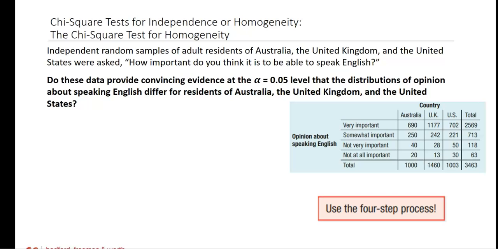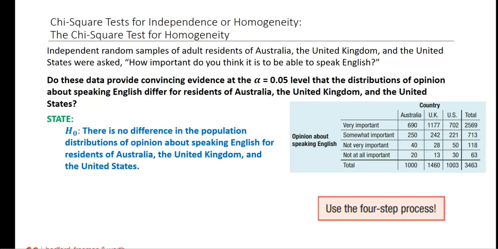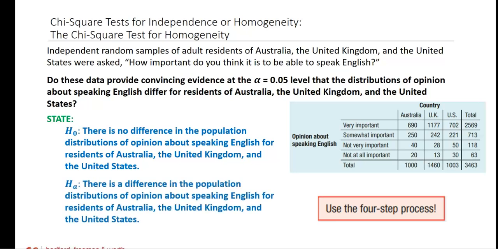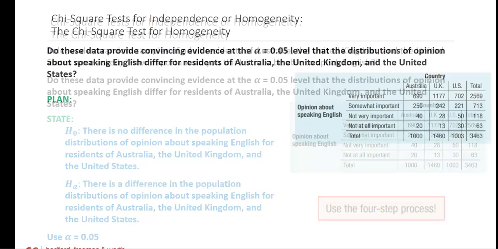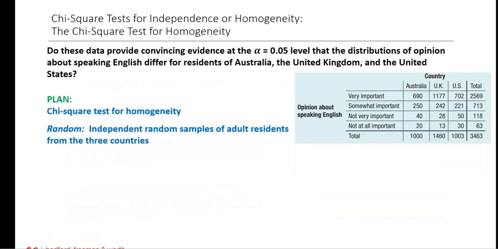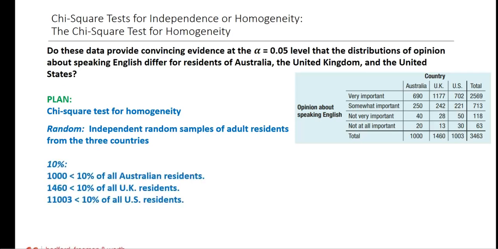The null is nothing's going on. There's no difference. You start that way. There's no difference in the population distributions of opinion by speaking English for all three of those countries. The alternate, there is a difference. So independent random samples in the three countries. No, use the plural there because they were separate samples. This is where you have to test each sample separately. So I think they asked 1,000 people in Australia, 1,460 in UK, and 11,000 in the United States.